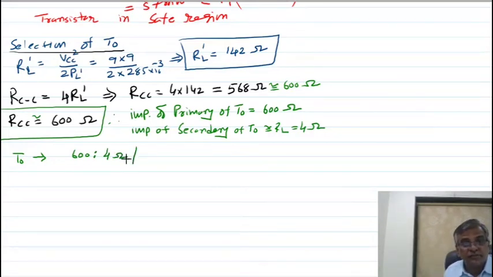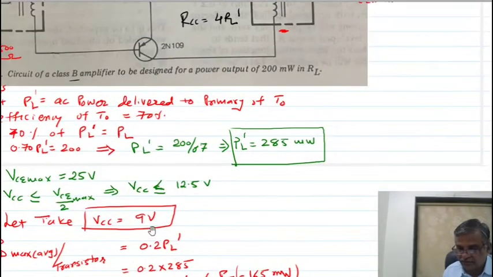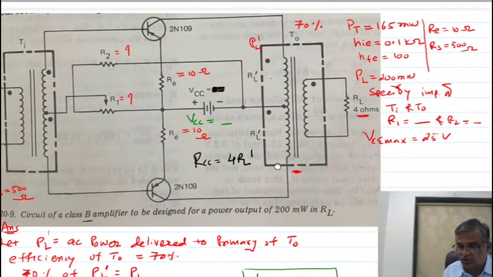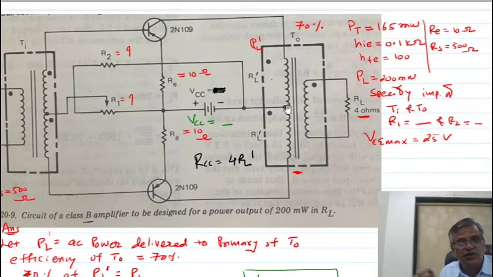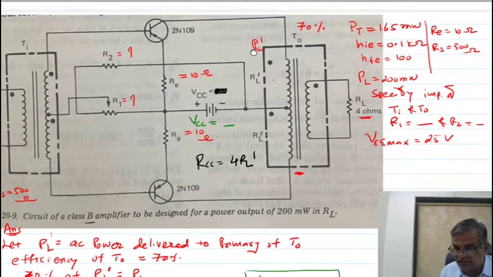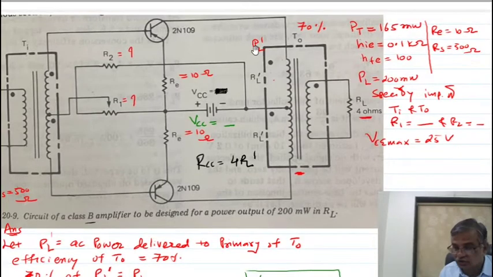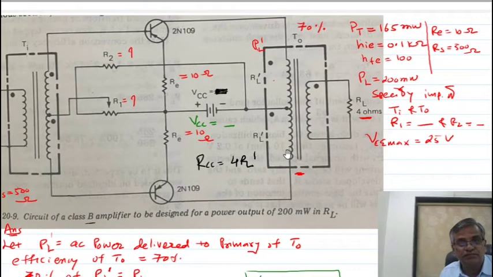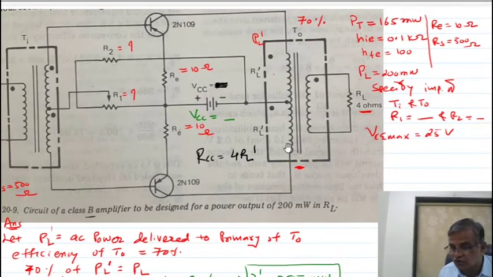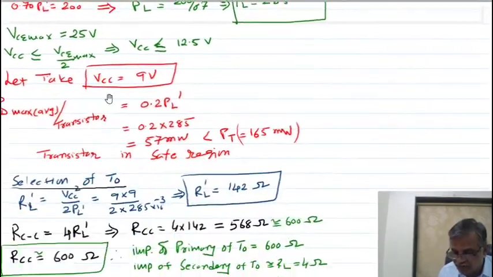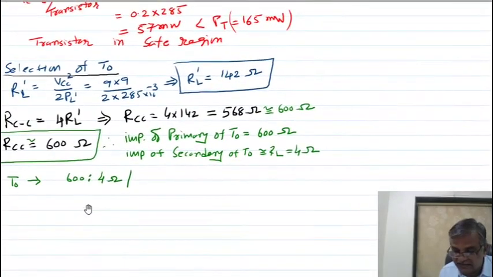Now what is the power rating? Remember the power rating. Look here, how much power occurs here? 285 milliwatt. So this should bear at least 285 milliwatt, because PL dash is 285 milliwatt. So the minimum capacity to handle the power should be 285 milliwatt. The power rating should be more than PL dash, so I am writing 0.3 watt.